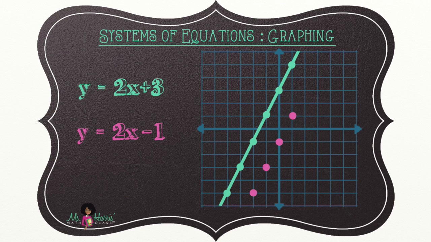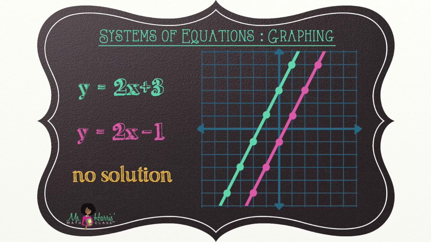For our second equation, y equals 2x minus 1, our y-intercept is (0, negative 1). Our slope is also 2, so up 2, right 1. As you can see, these lines do not meet. They are parallel, which means we do not have a solution.